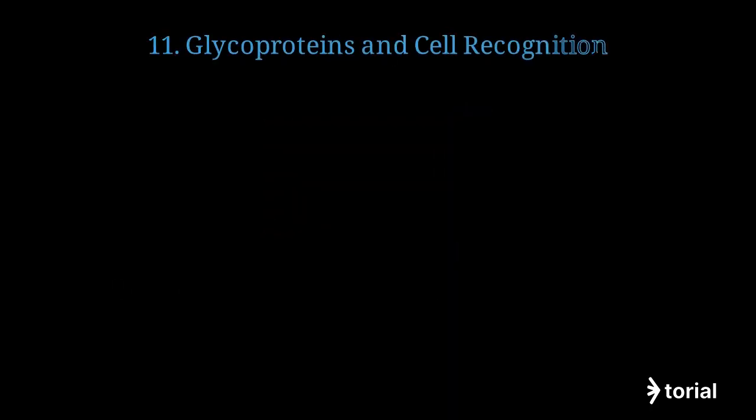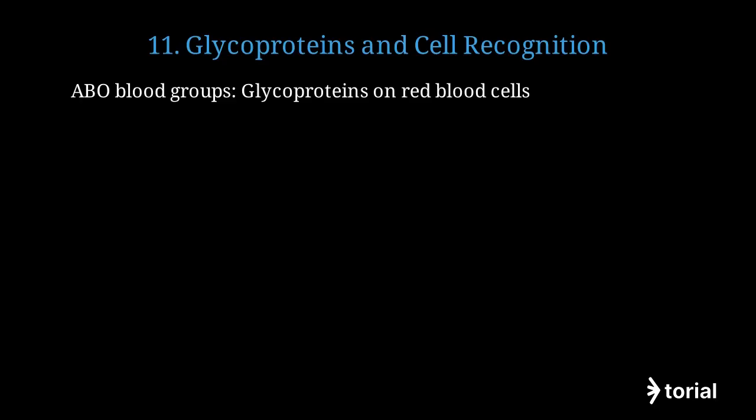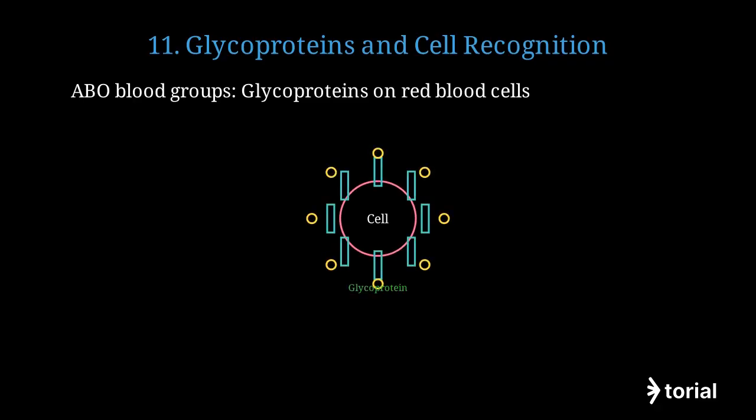Carbohydrates attached to proteins enable cells to recognize each other. The ABO blood group system uses glycoproteins on red blood cell surfaces for immune recognition and blood typing. Glycoproteins extend from the cell surface like molecular markers, allowing cells to identify friend from foe.